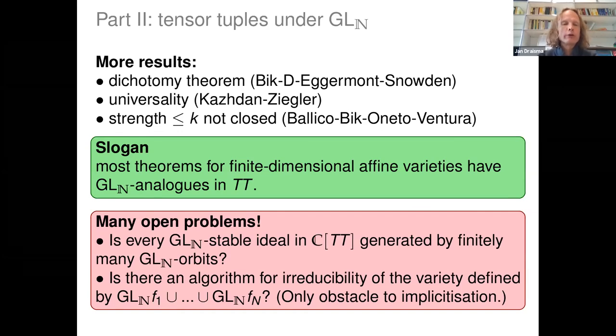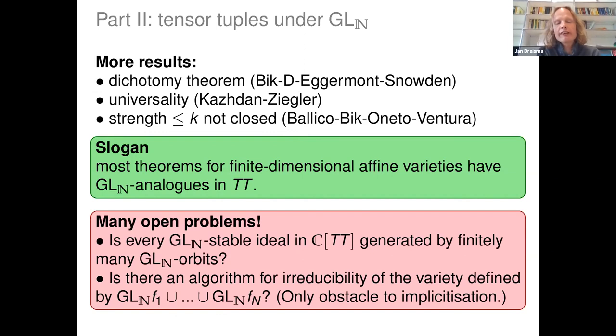And in fact, a little bit more than this. But in this generality, we don't know. And then there's a very intriguing computational problem. Suppose I give you one equation, or finitely many equations, in this polynomial ring over here. And then, of course, the orbit of these equations defines some closed subset of C to the space of tensors TT.